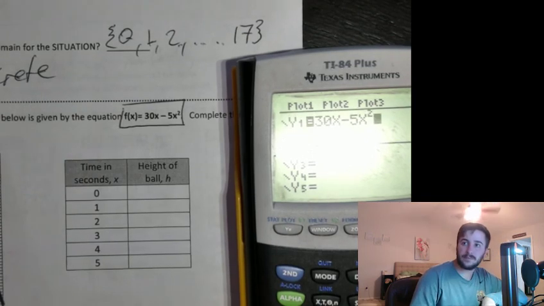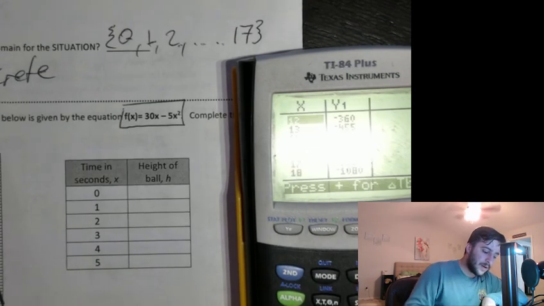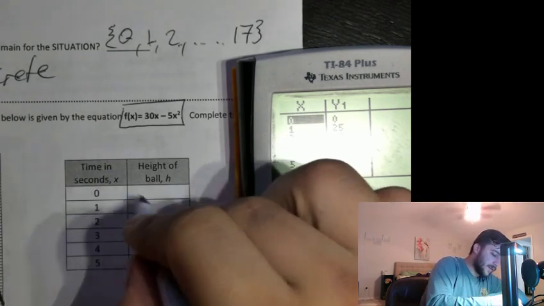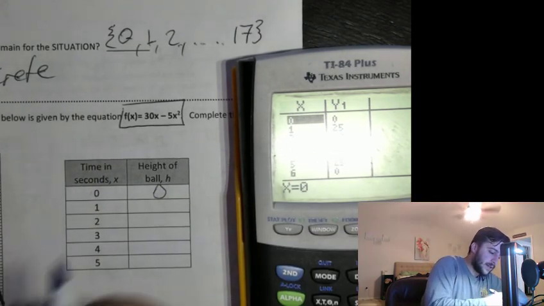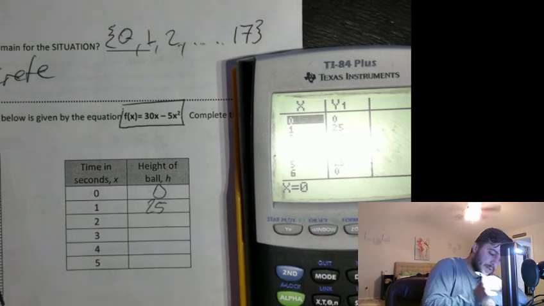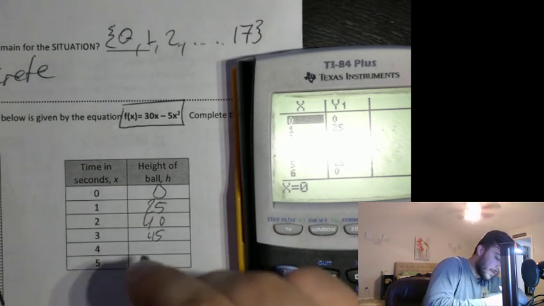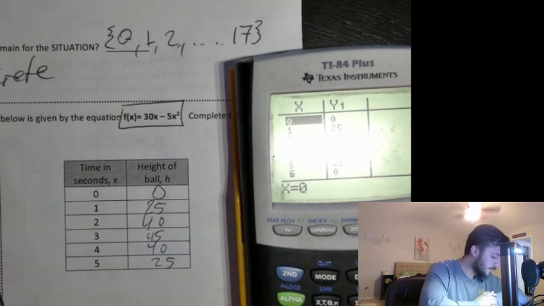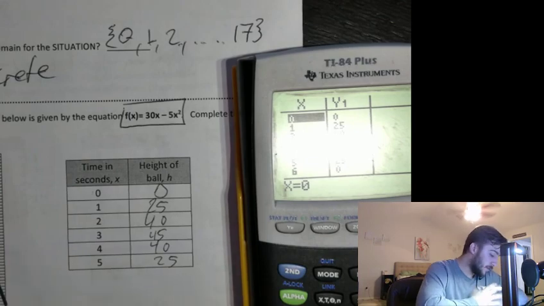Just like that. Okay. Second graph. Starting at 0, we have 0. So the height of the ball is 0. Next, 25. What else we got? 2 is 40. 3 is 45. Then we're back to 40 again. And then we're back to 25 again. Yeah, it looks right. So there you go. Hey, we filled out the table.